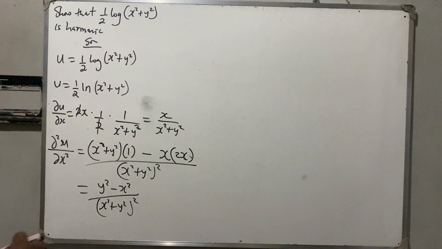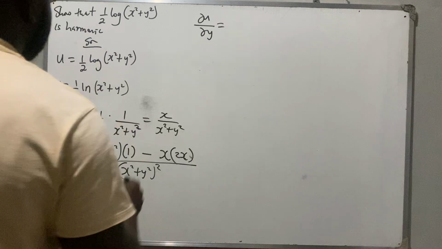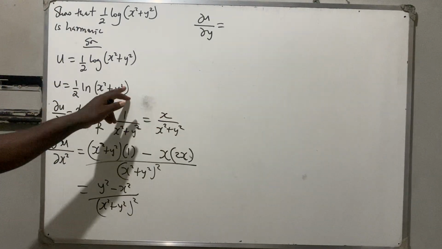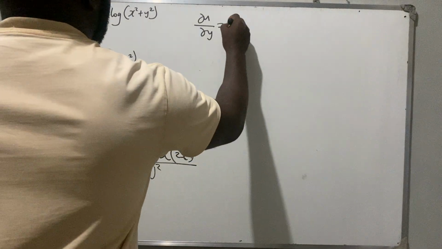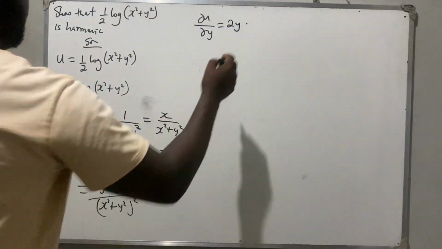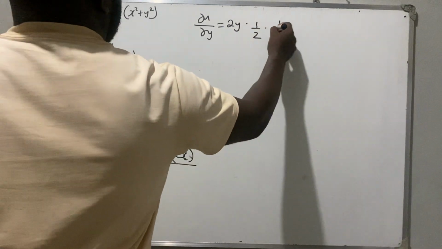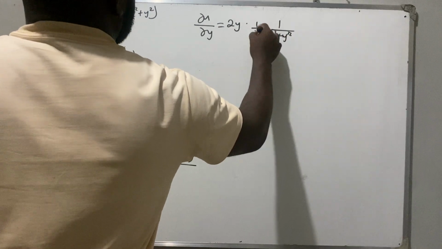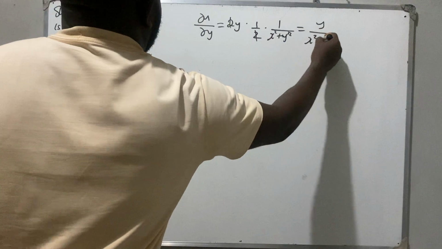So I will now check for y. So partial u over partial y, first derivative. It's just to change y on the numerator. Differentiation of the inside will give you 2y, multiplied by 1 over 2, which is a constant that is here. Differentiation of ln of something is 1 over that thing. So 1 over that same thing, x squared plus y squared. So you see that 2 taking care of 2. I am left with y over x squared plus y squared.